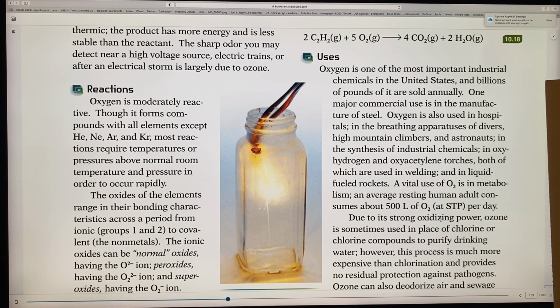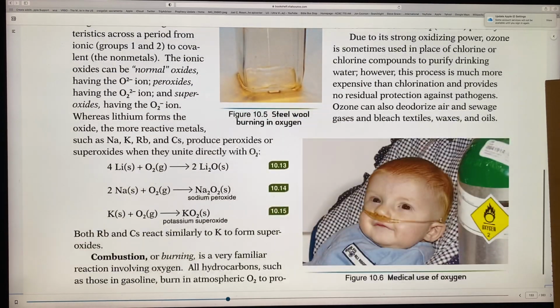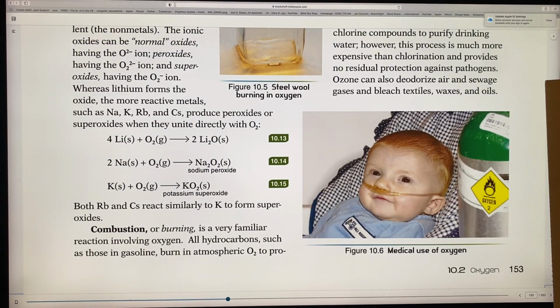Now let's see what oxygen is used for. I have a list of it, so you can read it here. I'll just go over the list. Here's a picture of the medical use of oxygen, this baby receiving oxygen. Oxygen is the most important industrial chemical in the United States. It's used for industries, and billions of pounds are sold. One use is manufacturing steel; to manufacture steel, you need oxygen.